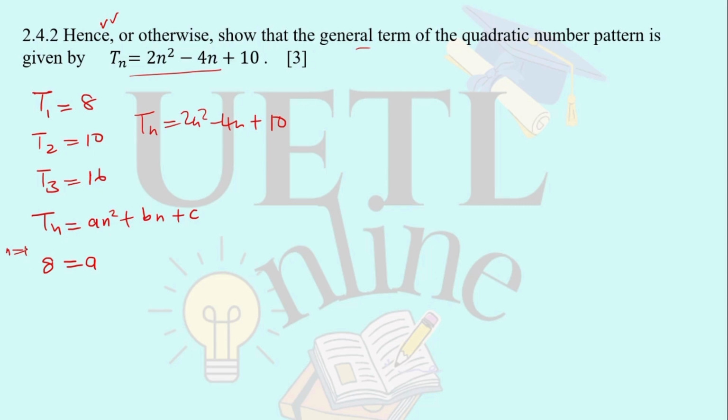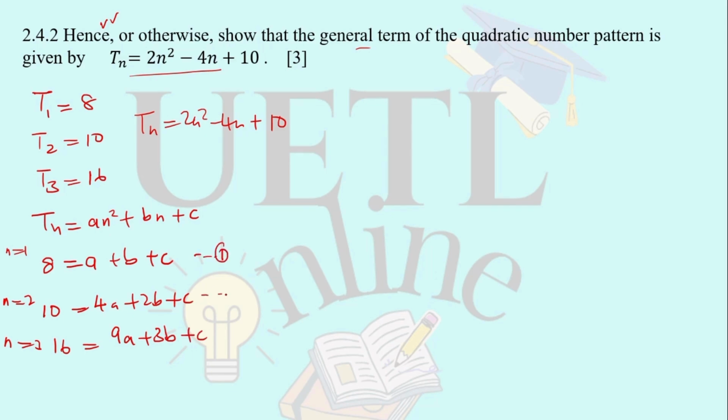If we substitute n is equal to 1, then n squared is going to become 1, plus b, then plus c. If n is equal to 2, we are going to get 10 is equal to, if we put 2 here, 4a plus 2b plus c. Then when n is equal to 3, we substitute 16 is equal to 9a plus 3b plus c. So now our duty is just to take these three equations and solve them. As easy as that.